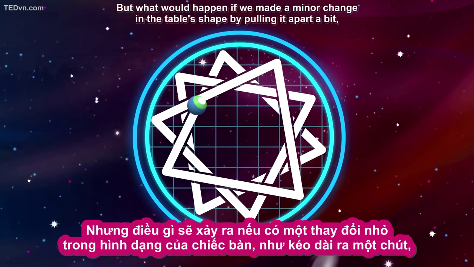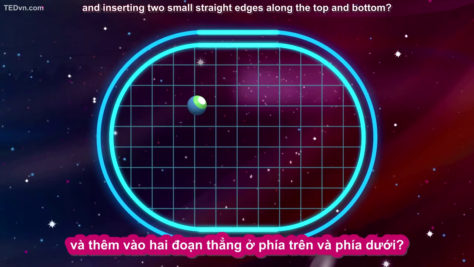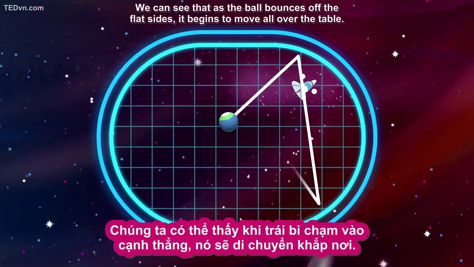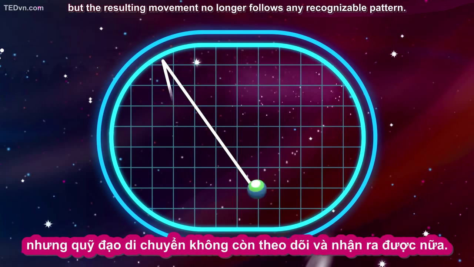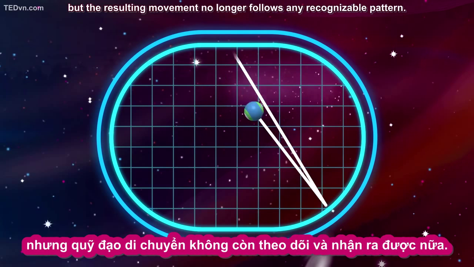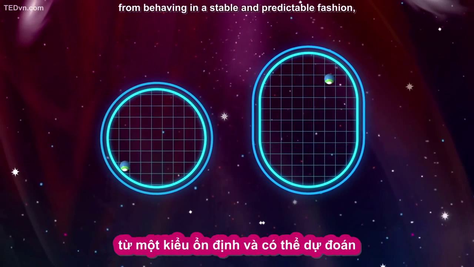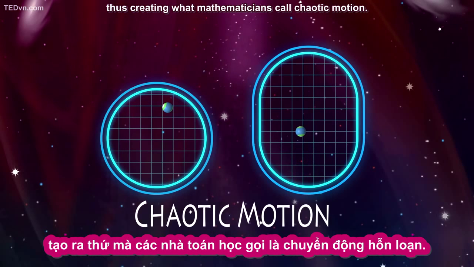But what would happen if we made a minor change in the table's shape by pulling it apart a bit and inserting 2 small straight edges along the top and bottom? We can see that as the ball bounces off the flat sides, it begins to move all over the table. The ball is still obeying the same rules of billiard motion, but the resulting movement no longer follows any recognizable pattern. With only a small change to the constraints under which the system operates, we have shifted the billiard motion from behaving in a stable and predictable fashion to fluctuating wildly, thus creating what mathematicians call chaotic motion.